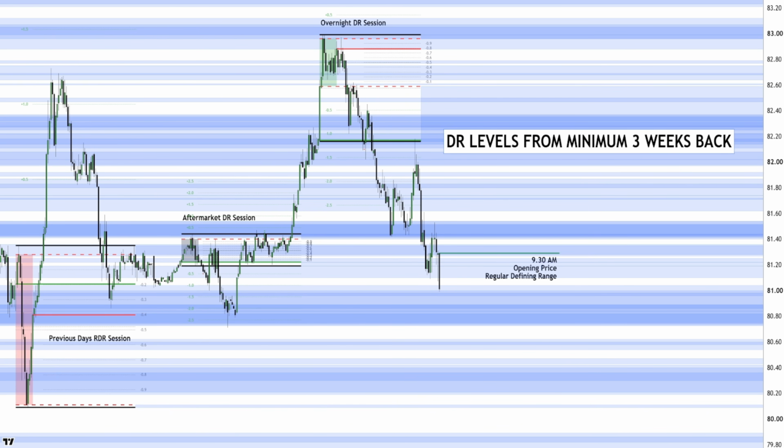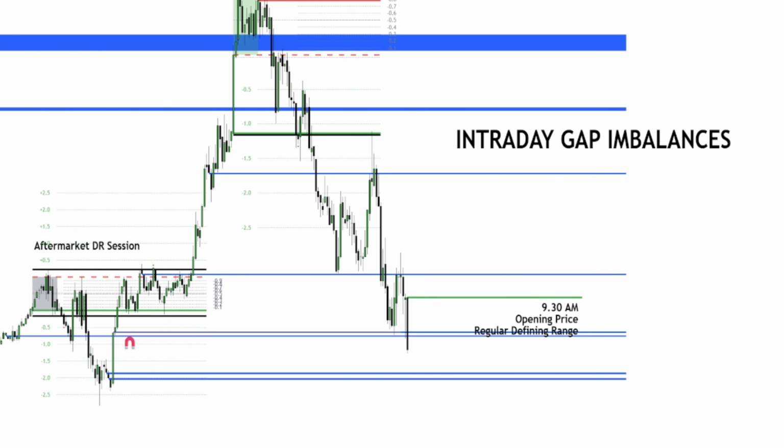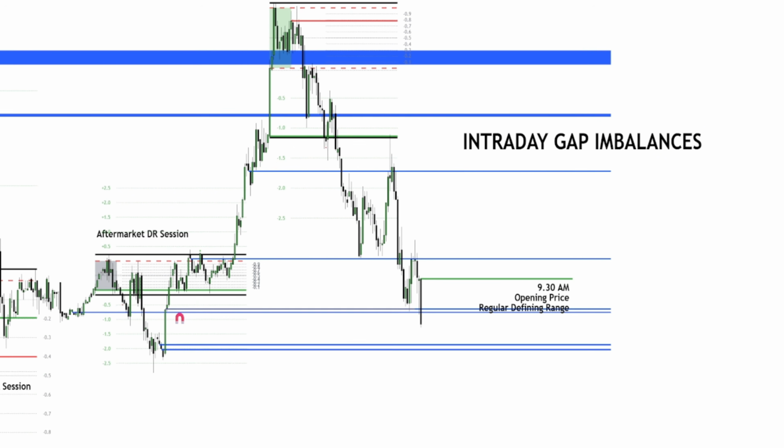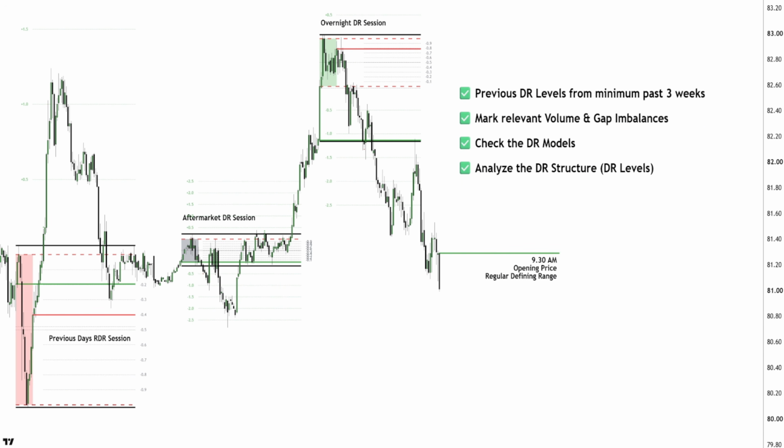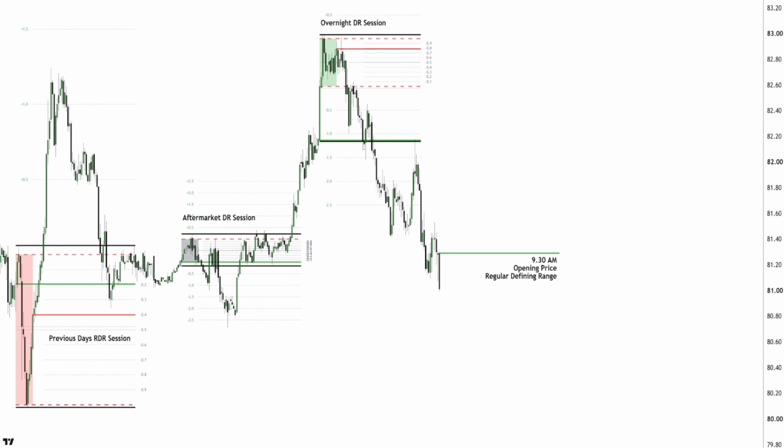Highlight the previous DR levels from at least 3 weeks back. Mark the relevant volume and gap imbalances. Check which models are still valid, and read the current state of the market through the DR structure. What do you see in terms of DR models?